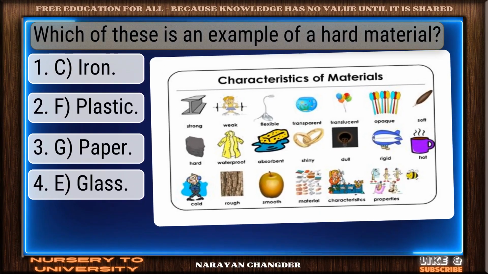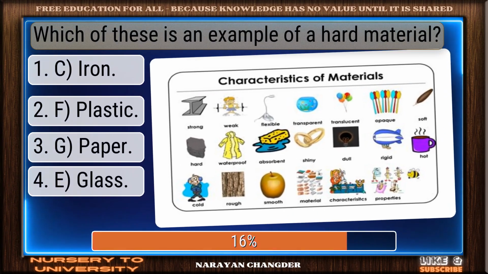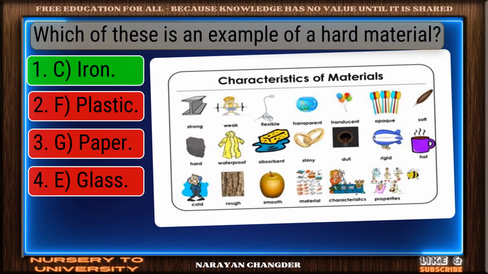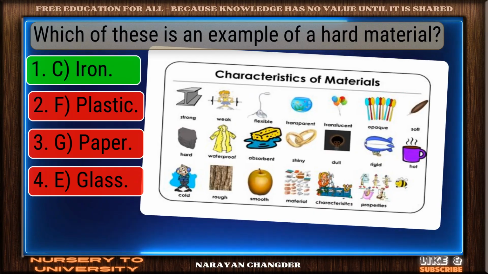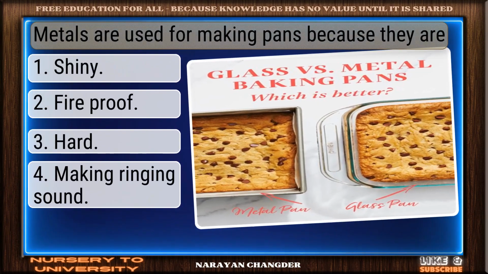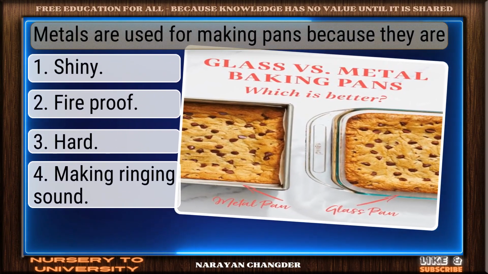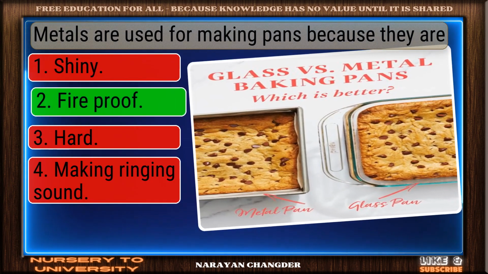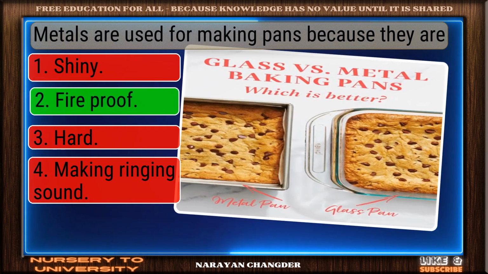Which of these is an example of a hard material? You chose C, iron, and it is correct. Metals are used for making pans because they are? Smart move. Fireproof is an accurate answer.